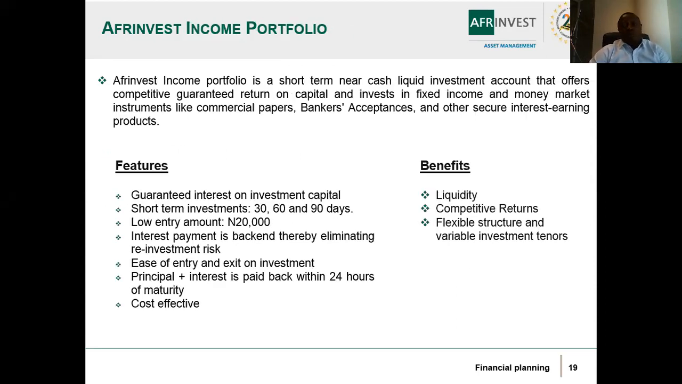Now, the Afrinvest Income Portfolio is a near cash investment that is invested in fixed income securities like fixed deposits. We have commercial papers, bankers' acceptances, and so on. They are all in a pool of one basket. You invest into a pool of the basket. It is near cash. What that means is that it is very liquid. So if you have funds in your account that you are not making use of, you can invest in this fund.